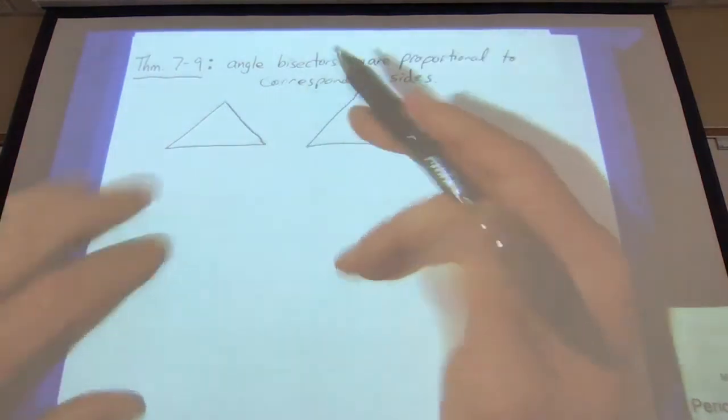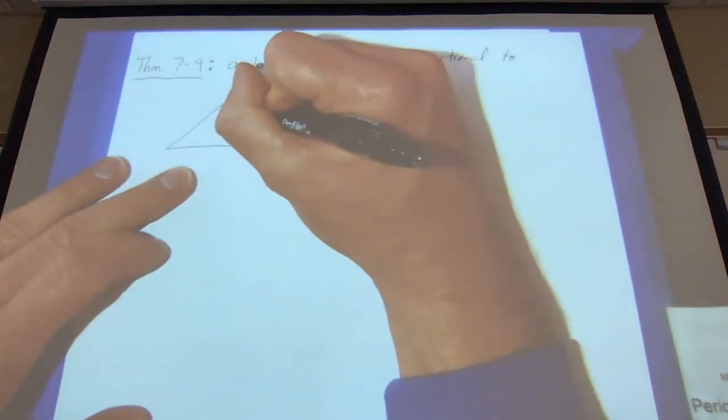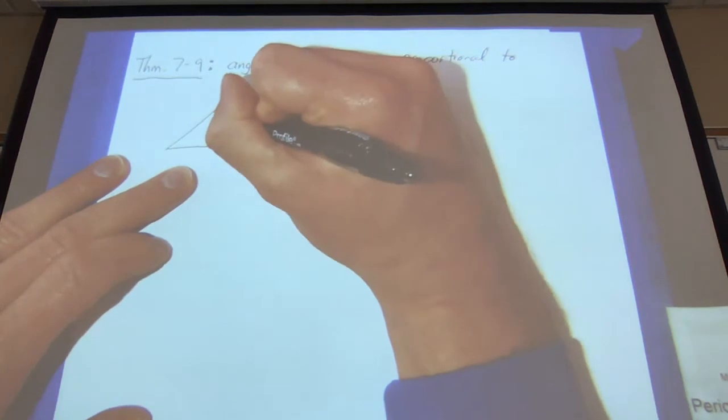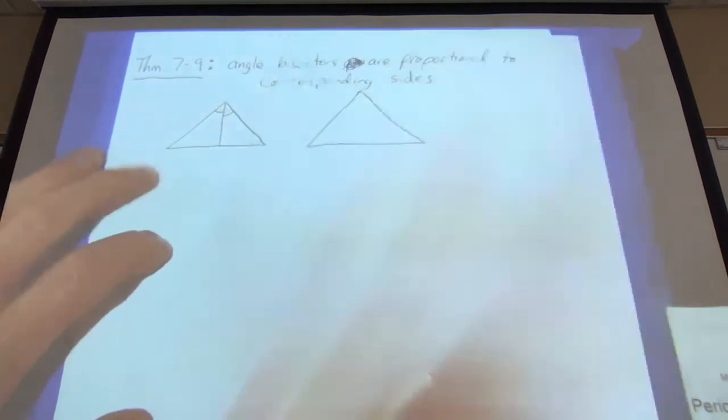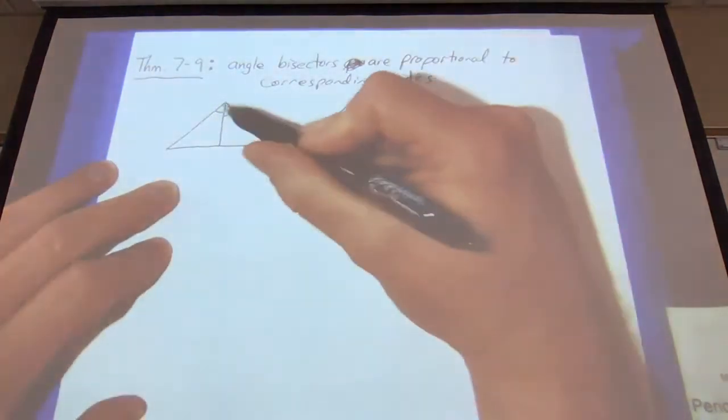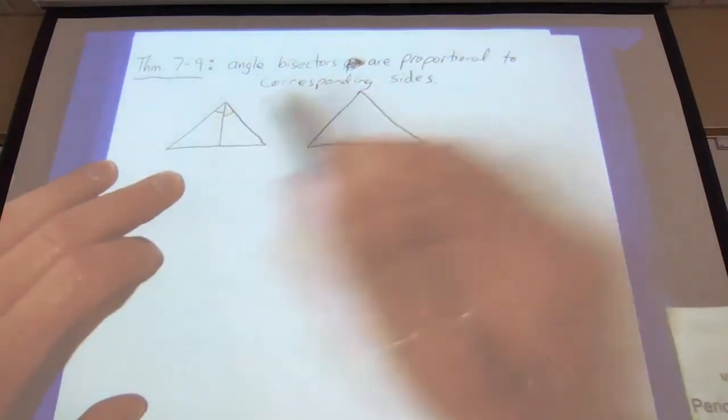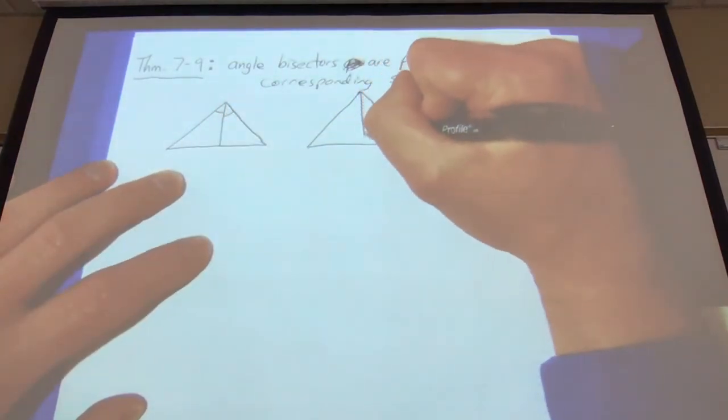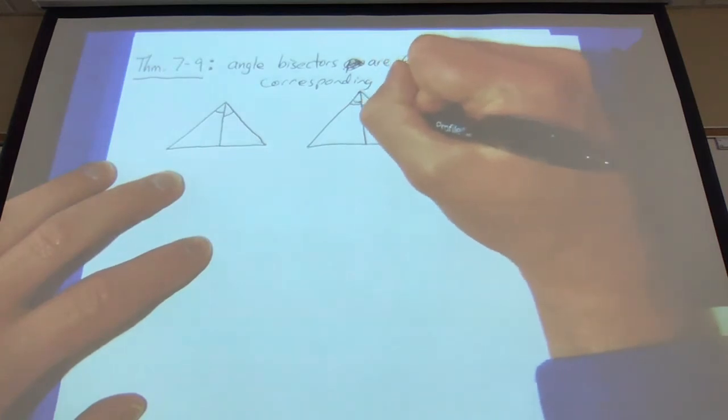And we can bisect any of the angles. Usually you're going to see the top angle split in half, so I'm going to do that. This angle bisector right here is splitting that top angle in half. Put in an angle bisector over here. It's going to split the top angle in half.